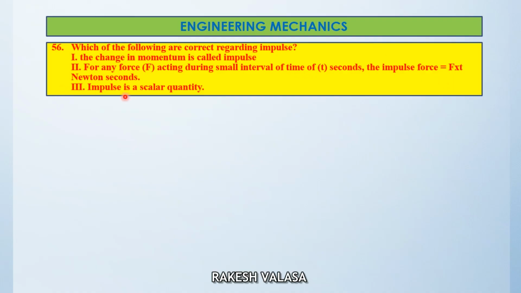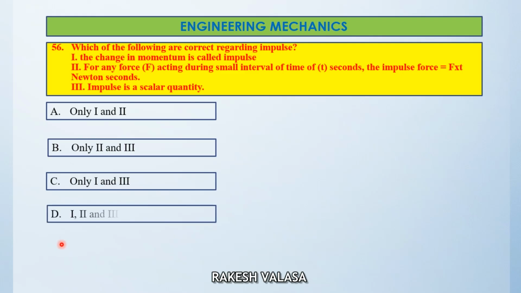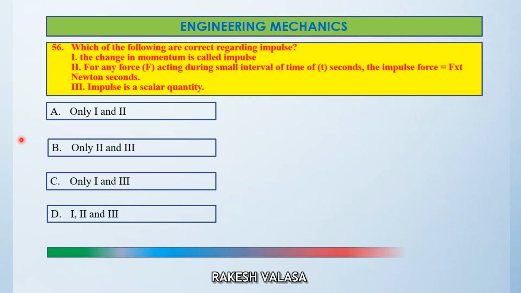Statement 3. Impulse is a scalar quantity. Option A only 1 and 2, option B only 2 and 3, option C only 1 and 3, option D 1, 2 and 3. The correct answer is option A, only 1 and 2. Let us see the explanation.